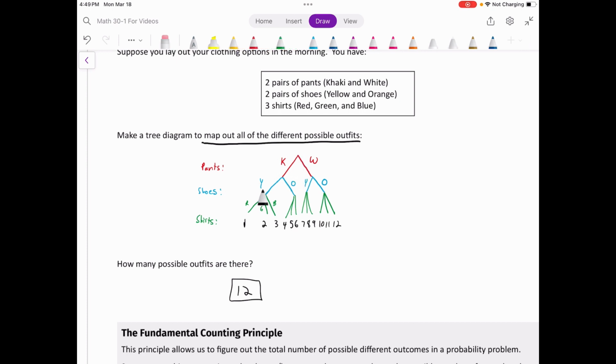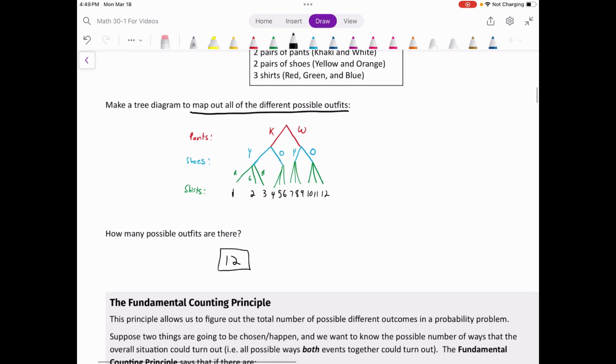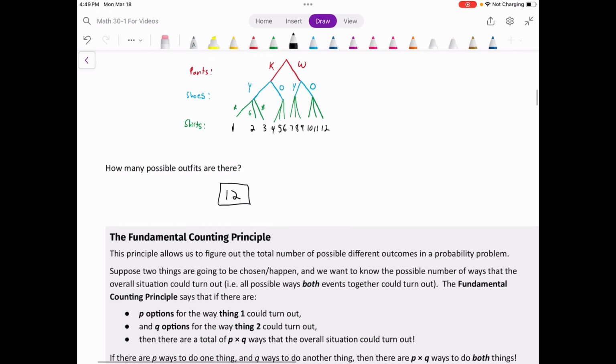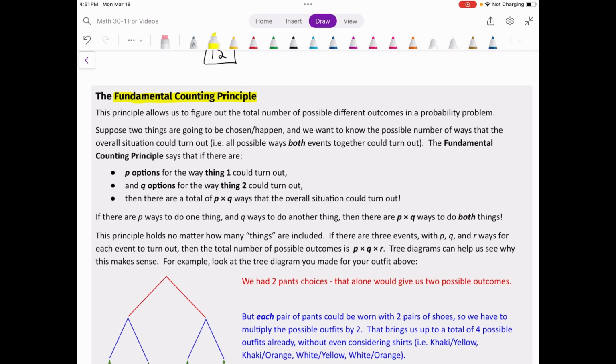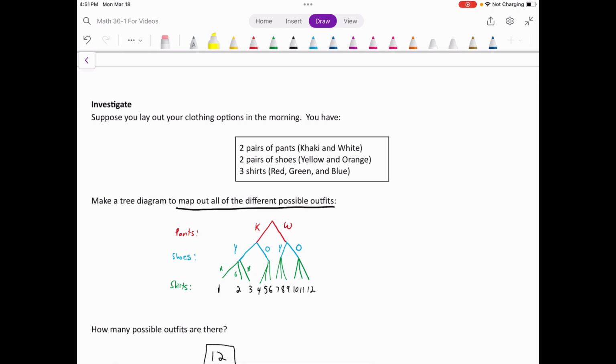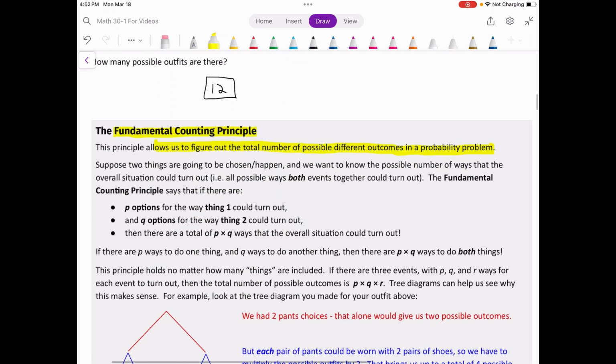But this lets us see the underlying logic behind the first thing we're going to talk about, which is going to be one of our best friends in this unit, and that is something called the fundamental counting principle. Let's talk about that. So the fundamental counting principle allows us to figure out the total number of possible different outcomes in a probability problem, right? What we're thinking of here again is what are the total number of different outfits we could wear. Those are like outcomes for this situation. If you're going to put on a pair of pants, a pair of shoes, and a shirt from these options, how many different ways could that possibly turn out? And we figured out that it was 12, okay?